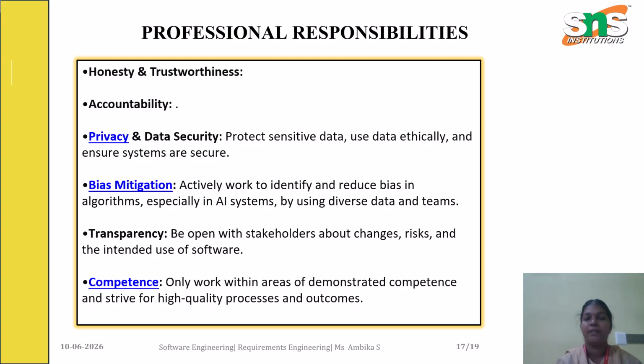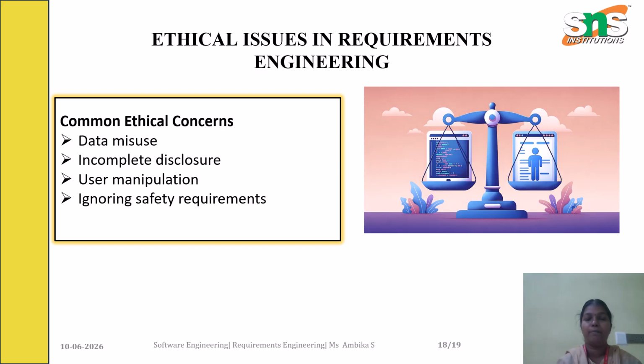Next comes the privacy. That is, we should protect the sensitive data as well as provide security for our data. Next is bias mitigation. That is, we have to reduce the bias in algorithms, especially in AI systems. Next, transparency. We should be transparent with our changes as well as risks with the employers. Next is competence. That is, we should work within our areas and be competent with the other environment. Common ethical concerns include data misuse, incomplete disclosure, user manipulation, as well as ignoring the safety requirements.